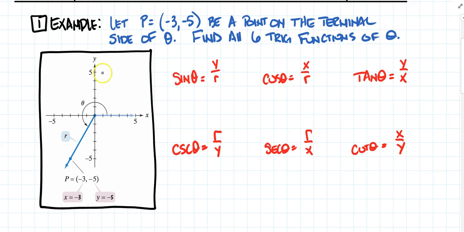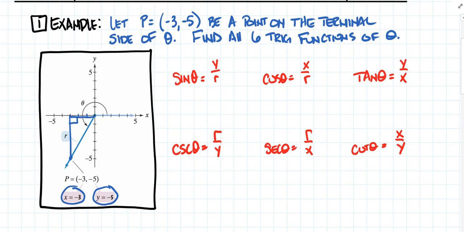Okay, so if I draw a coordinate plane, I will go over 3, 1, 2, 3, and then down 5. So notice that I have this point here. Now, notice that it's very capable to draw a right triangle in quadrant number 3. This is where my angle terminates. So I have the value of x is -3. I have the value of y would be -5.